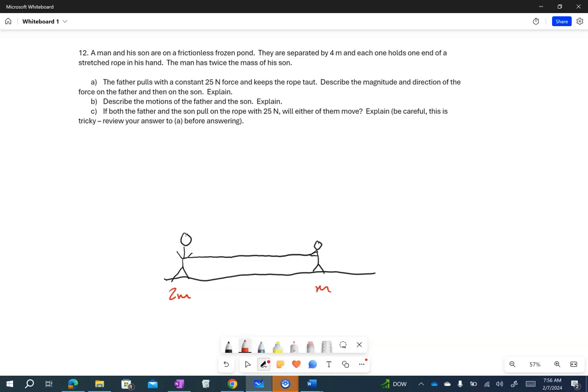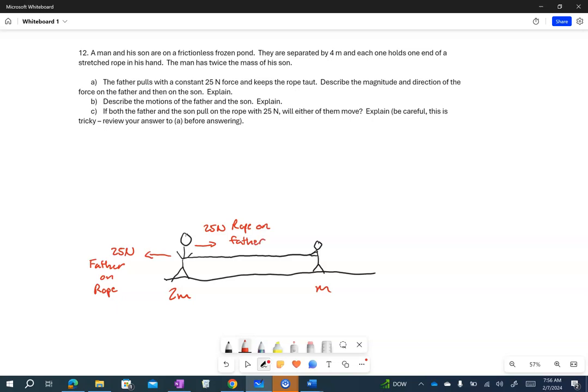So the first question asks, if the father pulls with a constant force of 25 newtons, so that means the father is pulling on the rope, so this is father on rope with 25 newtons. What's the magnitude and direction of the force on the father and then on the son? Again, that 25 newton force is on the rope, not the father. The reactionary force to that 25 newtons that the father pulled on the rope with would be a 25 newton force in the opposite direction, which is rope on father.